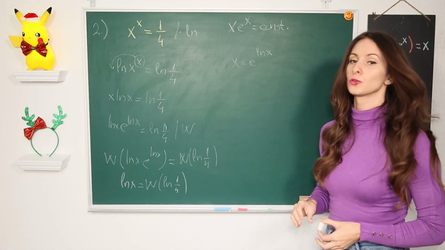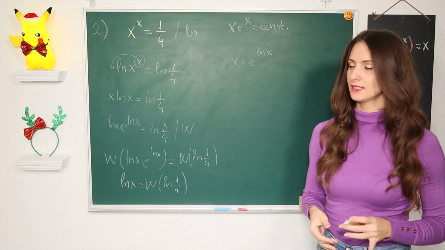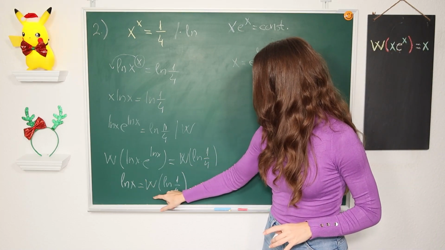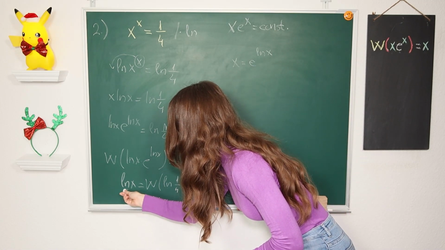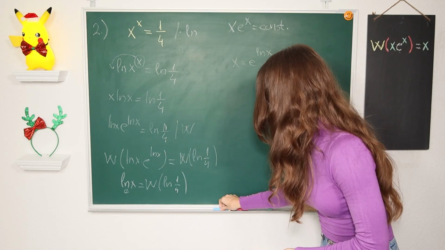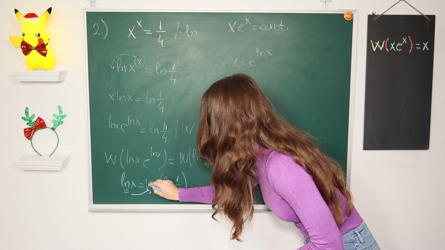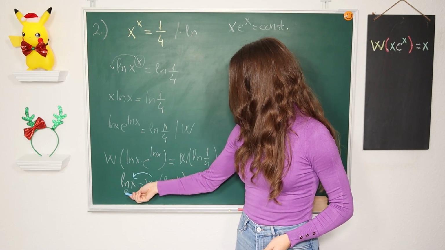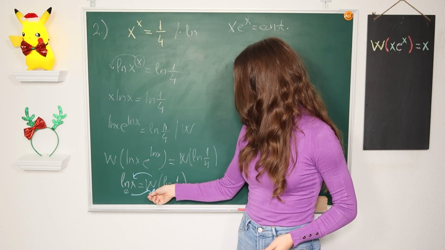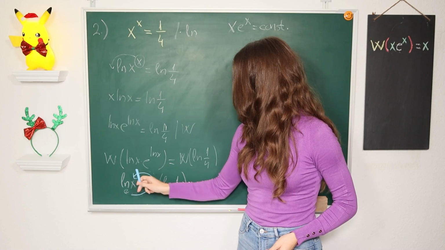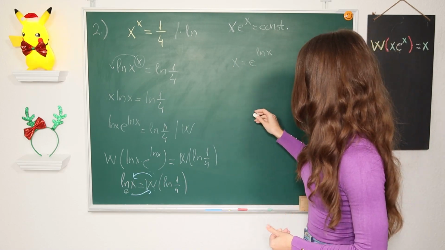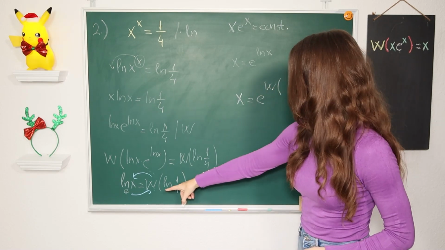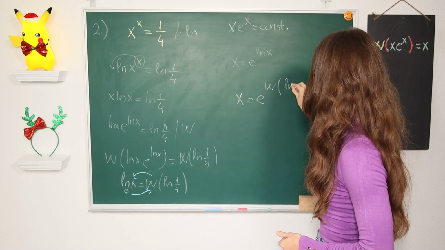And now let's use the definition of the logarithm. What is the logarithm? The logarithm is nothing else than the power or the exponent to which a base, in this case our e, must be raised to yield a given number, this x here. So power or the exponent to which a base must be raised to yield a given number, and then we have our x is e to the W of ln of 1/4.